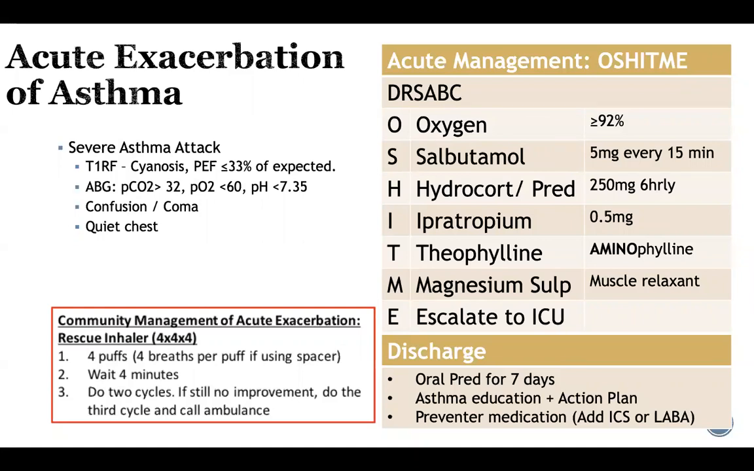Salbutamol, hydrocortisone, or prednisolone, oral or IV doesn't matter. If they have an IV inside, then you give that. And then ipratropium. It's no longer theophylline, it's aminophylline, but we still say theophylline because it fits the mnemonic. And then magnesium sulfate and escalate to ICU.